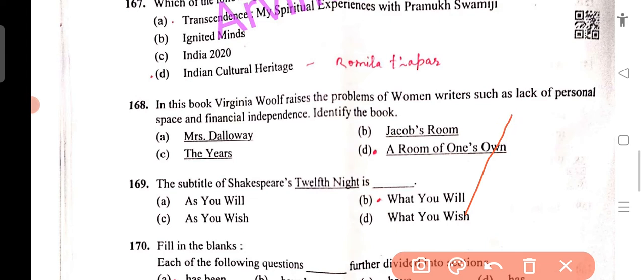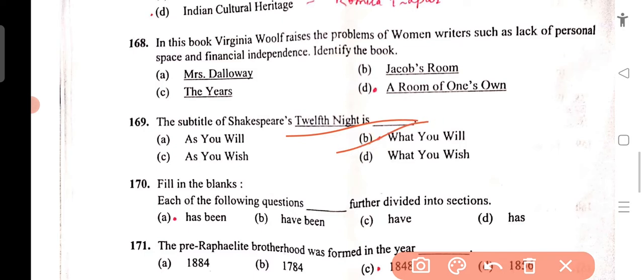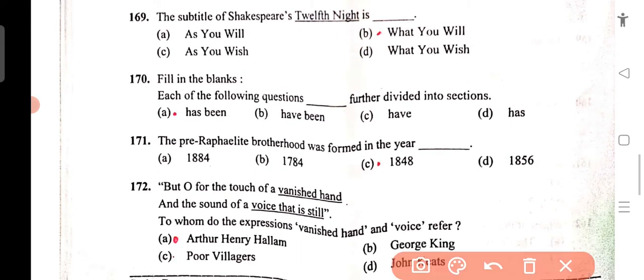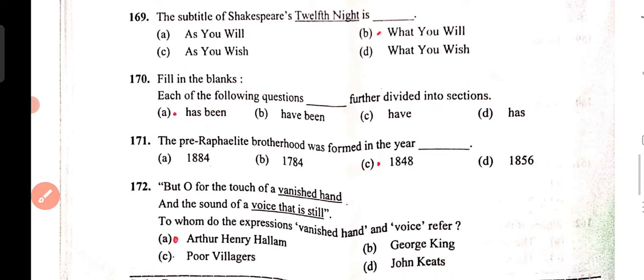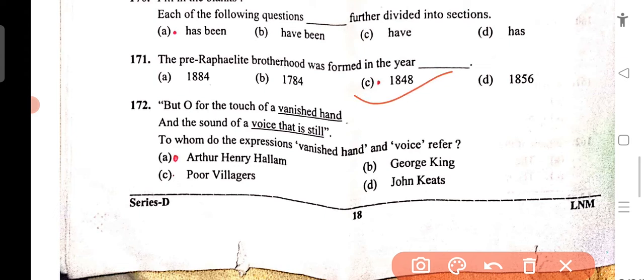Now the next one, 169, the subtitle of Shakespeare's Twelfth Night is What You Will. Now the next, fill in the blanks. Each of the following questions has been further divided into sections. Now the next question number 171, the Pre-Raphaelite Brotherhood was formed in the year 1848.